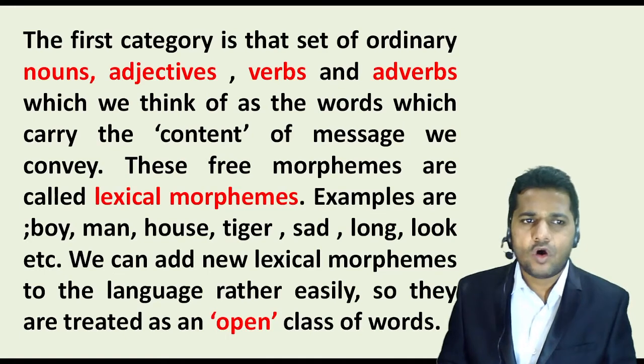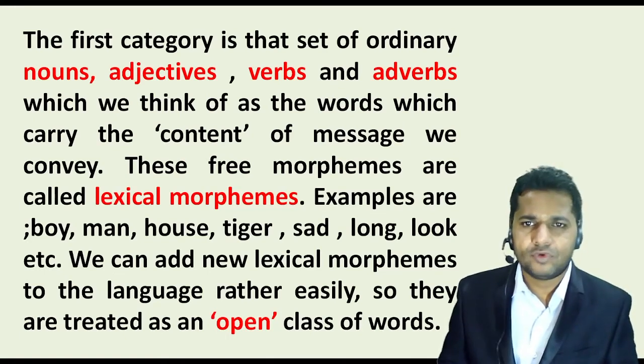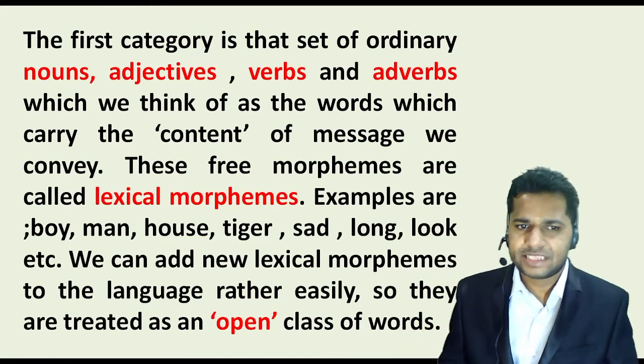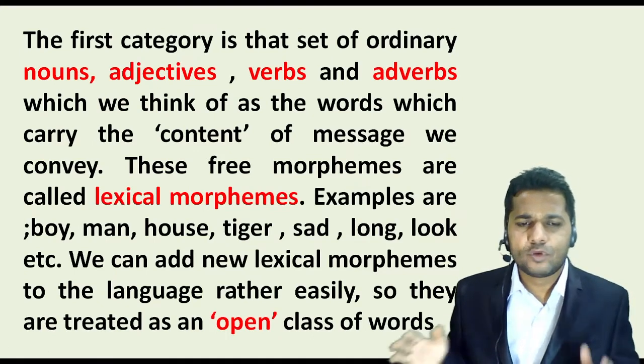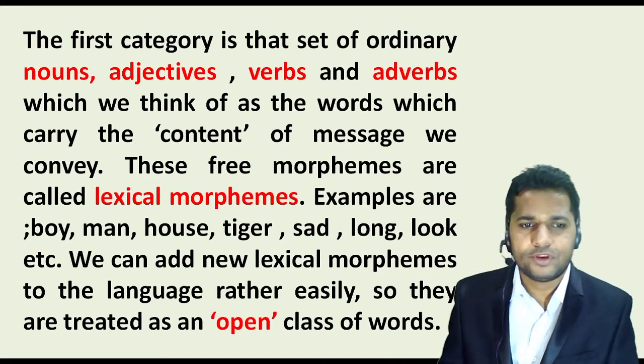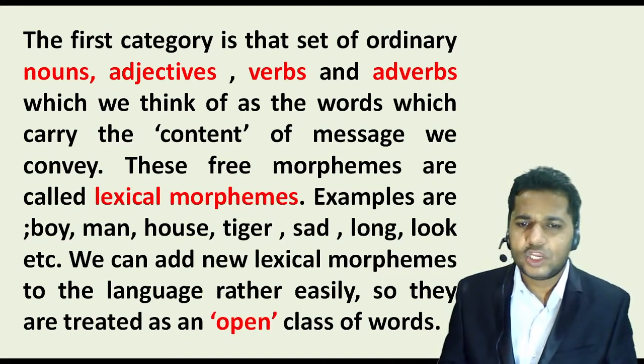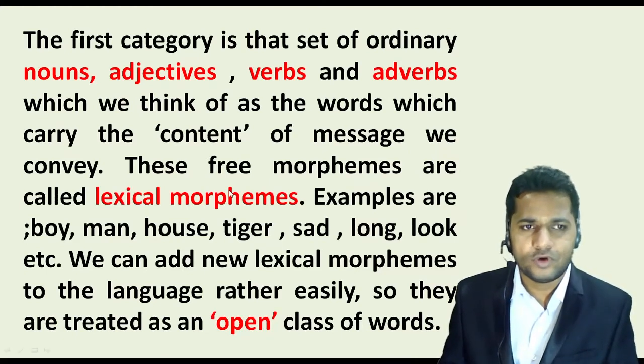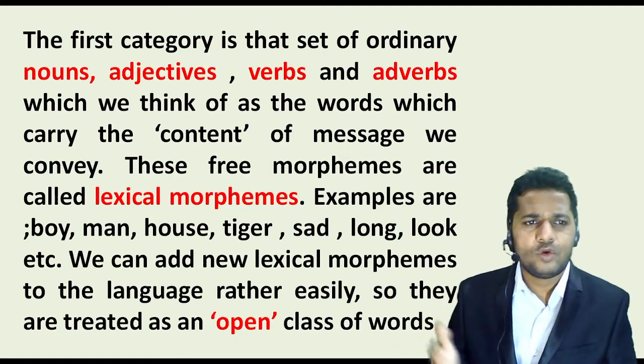Now remember, all the nouns in English, adjectives, verbs, adverbs, they are content words because they are meaningful words. Example, if you see boy, man, house, tiger, sad, long, look, etc., they have meaning. They are content words. So we call them lexical morphemes. We can add new lexical morphemes to the language rather easily. So they are treated as open class of words. If you see, nouns are open class of words, you can add any number of nouns in this category.